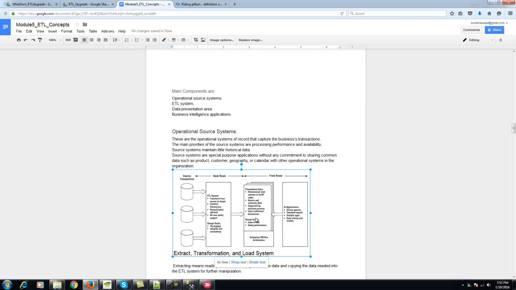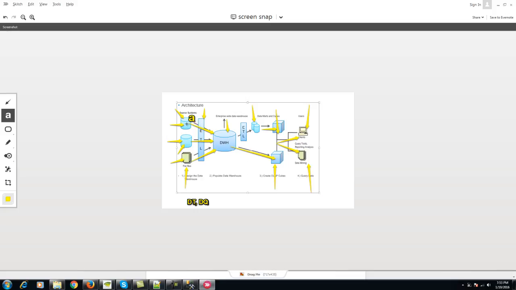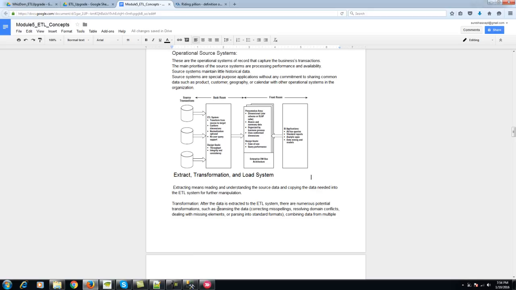One more very important thing: when I'm talking about dimensions, it is very important to understand what a dimension and a fact are. We'll cover dimensions and facts in some time. ETL stands for extract, transformation, and loading. Extraction is just taking data from the source system and copying it, putting it into a staging area. After the data is copied into the staging area, you would like to do certain transformation.